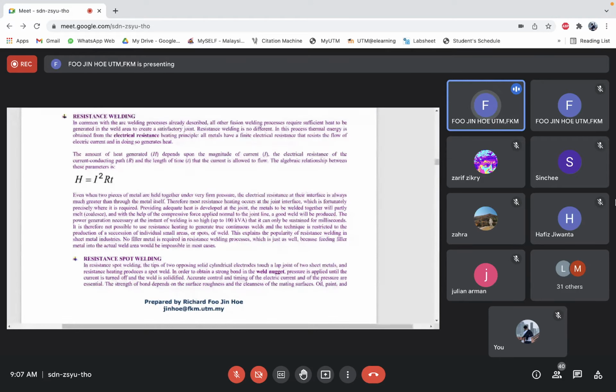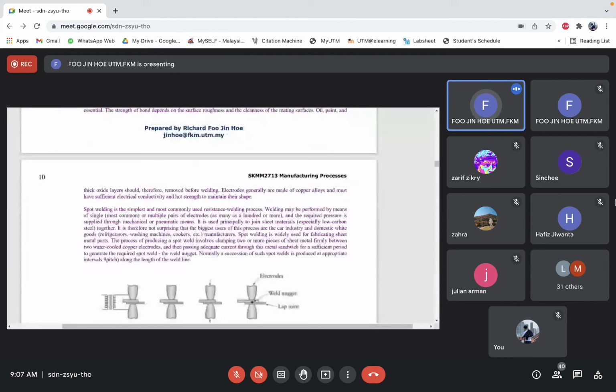Based on this property, they developed this formula, H equals I squared R T, whereby H is the heat generated, I is the current, R is the resistance, and T is the time. The most famous one, used in most products in the automotive industry, is called the spot welding process.